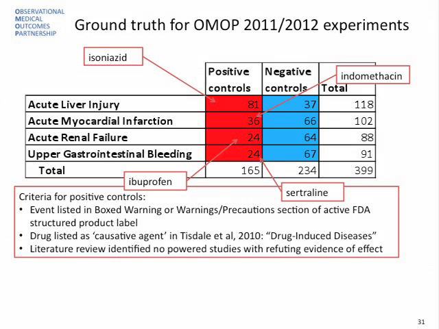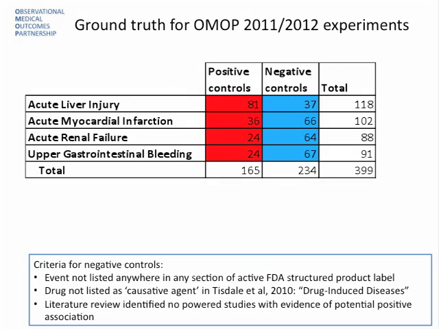Nothing too surprising there. Similarly, and in a parallel way, for the negative controls, we required three things: that the event not be listed anywhere in a structured product label. There could be no mention of this outcome for this drug in the structured product label. The drug could not be listed as a causative agent in Tisdale, and there could be not one paper in the literature that suggested an association.